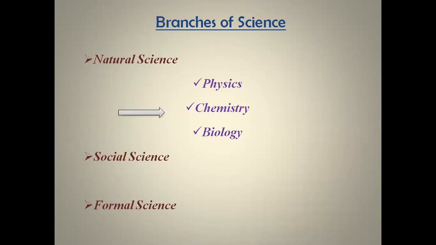Now, if we come to the very basic branches of science, we have three sciences. You have the natural sciences, the social sciences, and the formal sciences. Social science mainly deals with the social realms of life, and formal science deals with the calculative realms of life, like mathematics and statistics. All these are included in formal science. But we are more focused in this particular session on the branch of natural science, which is biology.